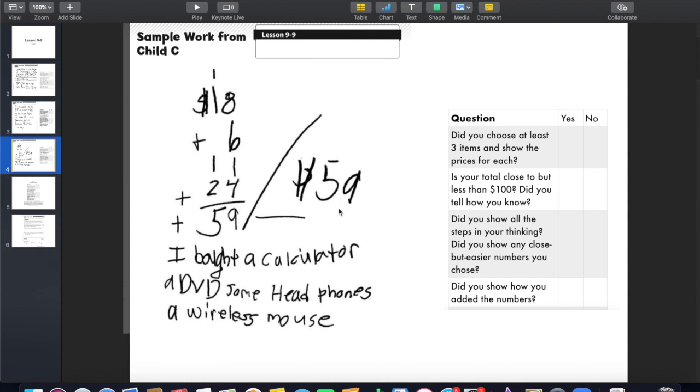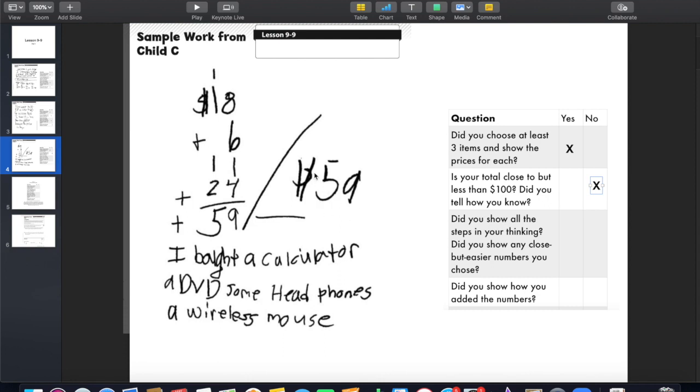I think they could have either selected more items or selected items that cost more, because they definitely have more money to spend. You're trying to really get as close to $100 as you can without going over. So let's look. Did you choose at least 3 items and show the prices for each? Yes, they did. Is your total close to but less than 100? Did you tell how you know? I'm going to put no for this, even though they show us their work. This really isn't the work that the question's asking of you.